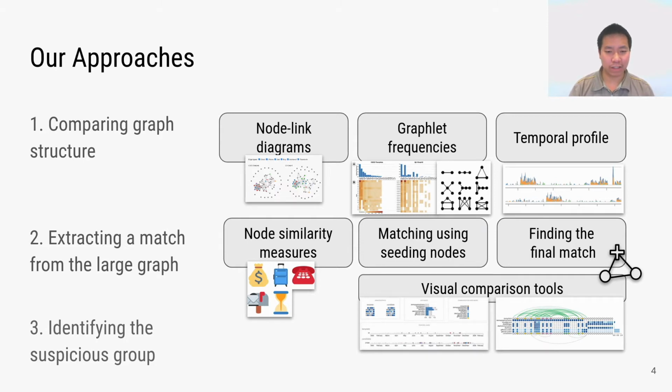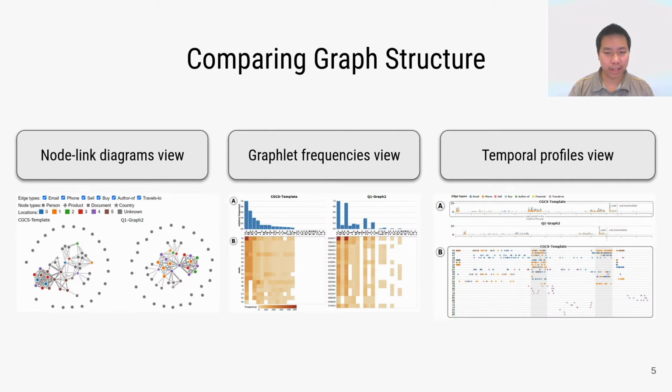the internet outage. We propose three visualization and analysis methods to compare the graph structure in the first task: node-link diagram, graphlet frequency, and temporal profile. Next, I will explain how we use these in our solution.